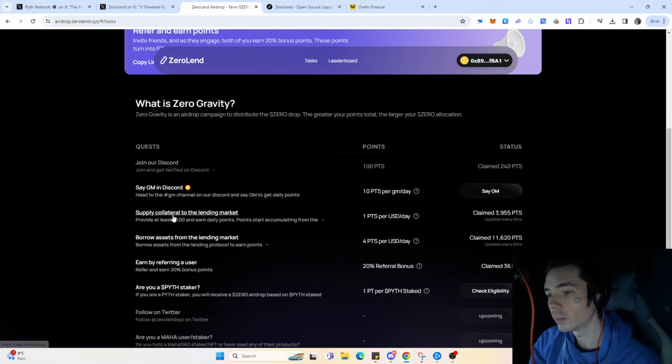And you also need to provide at least 100 USD in collateral to earn points. And you get 1 point per USD in lending. So if you supply 100 USD per day, you are receiving 100 points. The same goes for borrowing. If you take a loan out, you get 4 points per USD. So if you take out 100 USD, you are getting 400 points. So that would be a total of 500 points in a day.